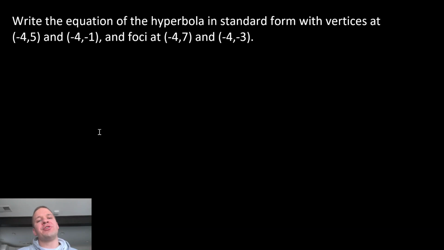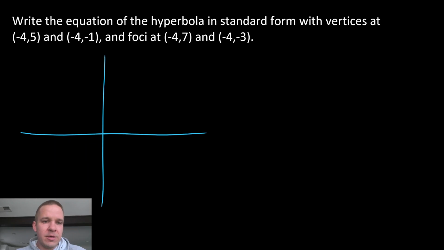We're going to write the equation of the hyperbola in standard form with vertices at (-4, 5) and (-4, -1), and foci, foci this time, at (-4, 7) and (-4, -3). Once again, let's get a rough sketch going.